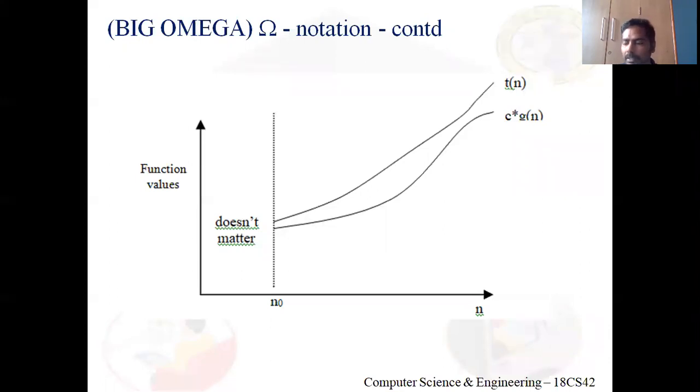So once again, you are given one function T of n and another function g of n. Now I am asking you to check whether T of n belongs to big omega of g of n. If I want to say T of n belongs to big omega of g of n, T of n's growth rate should be greater than or equal to g of n's growth rate. Got it? So big omega acts as a lower bound. I said big O acts as an upper bound, and big omega acts as a lower bound.